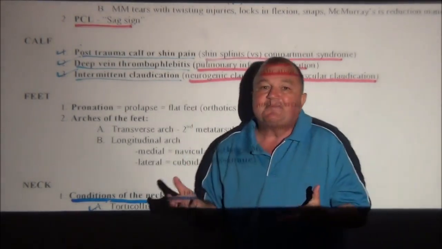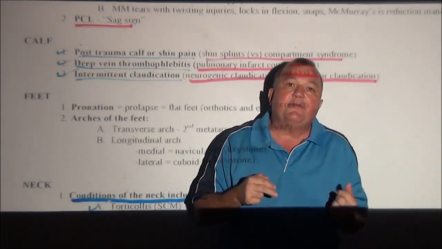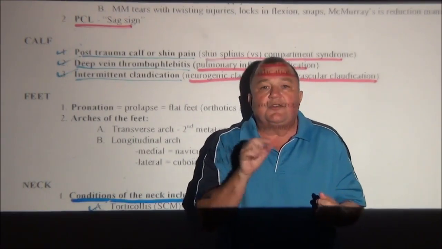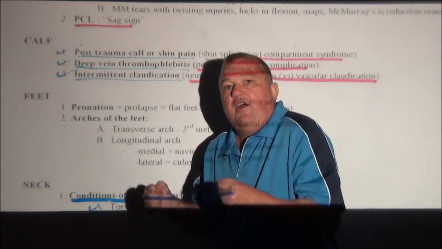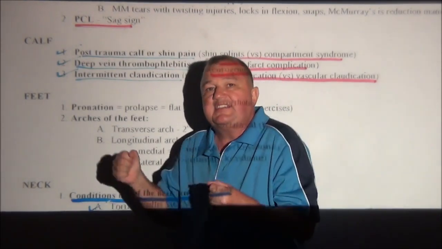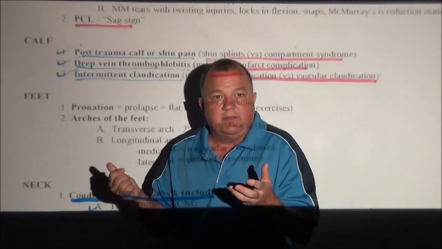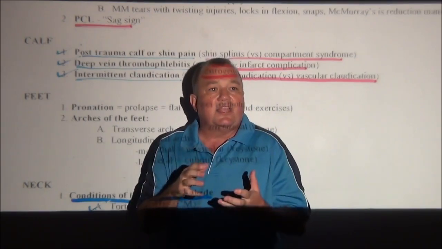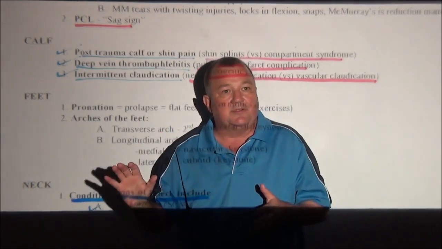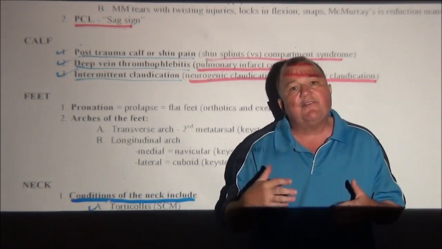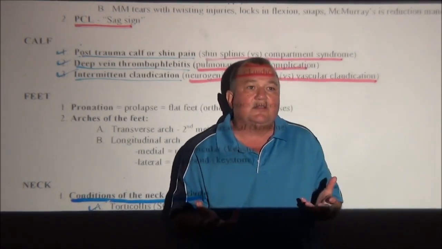Intermittent claudication. Claudication is pain. Intermittent means it comes and goes. So here's the full story. You walk. You say, ow, ow, ow, my calves hurt, my legs hurt. You say, stop. Oh, I feel better. That's intermittent claudication. So you walk, it hurts, stop, better. So it's pain aggravated by activity and relieved by rest.